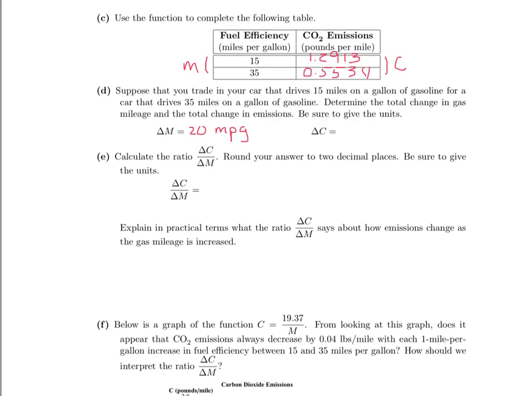Now let's calculate the total change in the emissions. Again, we take the final value and subtract the initial value. And when we do that, we arrive at a negative value, in this case negative 0.7379, and this is pounds per mile. So in other words, we emit 0.7379 fewer pounds of carbon dioxide per mile than we did previously when we owned a car that had a fuel efficiency of 15 miles per gallon.